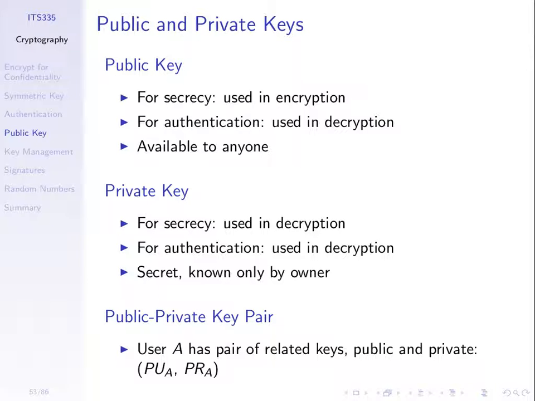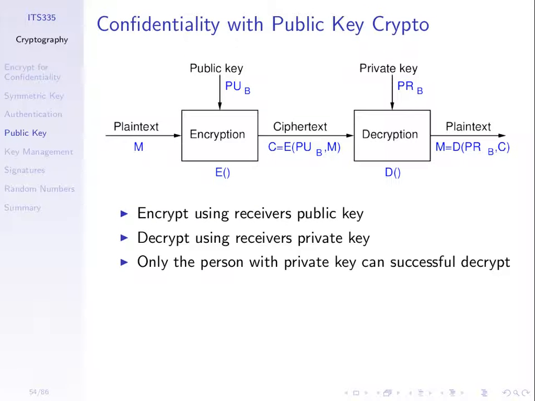And in general, one key is used to encrypt, the other to decrypt, and the order in which we use them, one provides the confidentiality service or secrecy, and one provides authentication. Let's see those two in use. Here we want to provide confidentiality. So A is on the left, B is on the right. A wants to send a secret message to B.